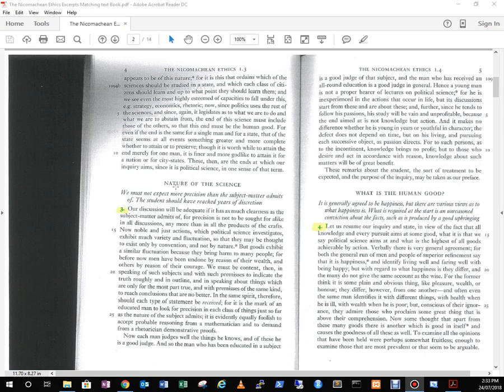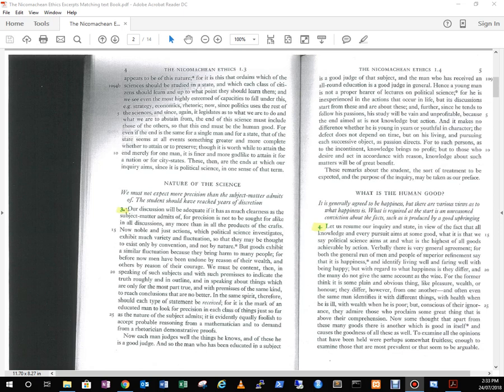Okay, so the nature of the science is what's being discussed in chapter 3. And underneath we have a little subheading which says we must not expect more precision than the subject matter admits of, and the student should have reached years of discretion, which is another way of saying have acquired the experience required to engage in a thoughtful and considered inquiry into the nature of political science. You can't have that if you're young.